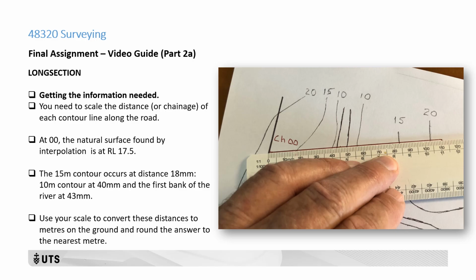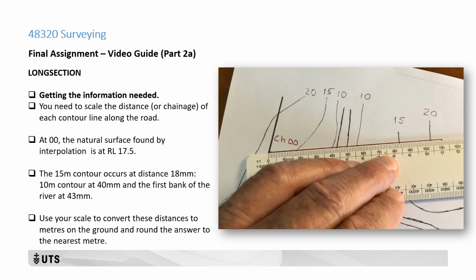You need to get the distance or the chainage of each contour point along the road. If we start at 0, you can see there's not a contour passing through that point, as might be the case in your design, your situations. So here we've interpolated and we've decided the RL is going to be 17.5 by interpolating between the contours.